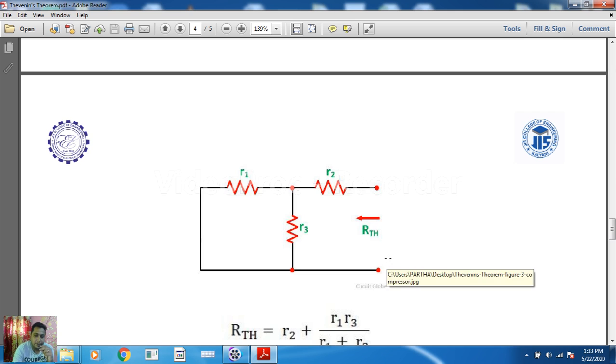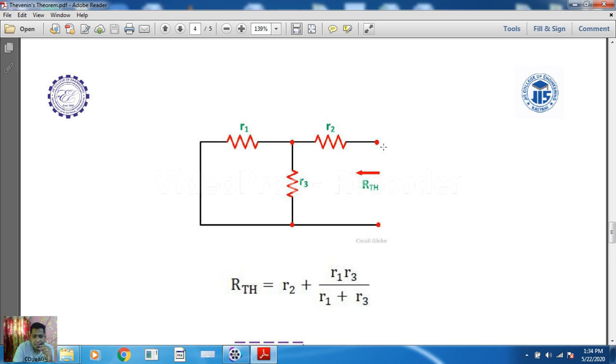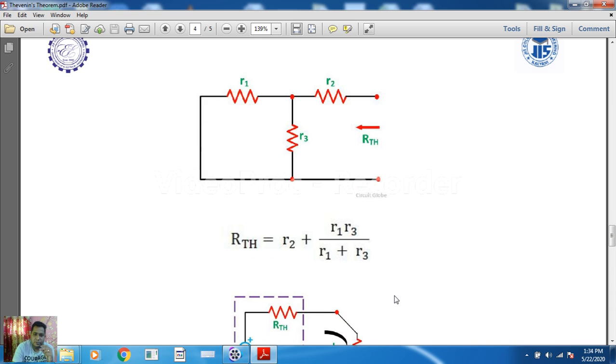Now view from this open terminal. We can think of it this way: if some current is flowing through this path from the open terminal, how will the current distribute in the circuit? As per current division, we have to assume the series-parallel combination of the resistances. If current flows first through R2, at this node it divides between R1 and R3. So R1 and R3 are in parallel, and with that, R2 is in series. That particular equivalent resistance is known as Thevenin's resistance.